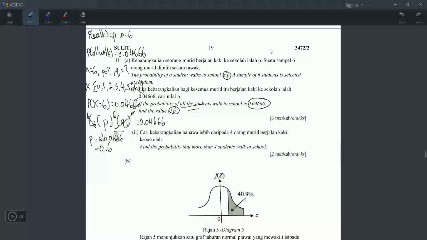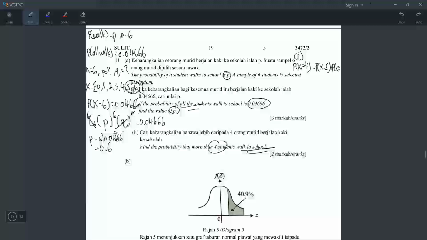Okay, let's do number 2. I'll do it here. So number 2 says, find the probability that more than 4 students walk to school. Again, we look at this. X equals 0, 1, 2, 3, 4, 5, 6. So if they want more than 4, it means here. So if I want P(X > 4), it means I'm finding P(X = 5) plus P(X = 6), right?